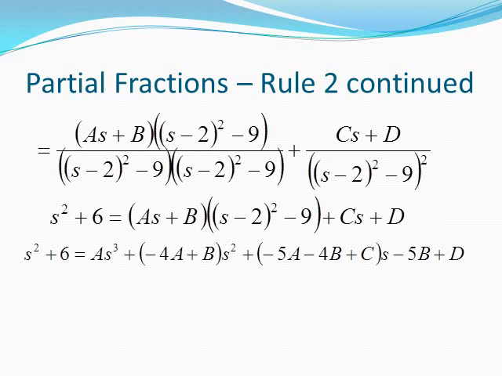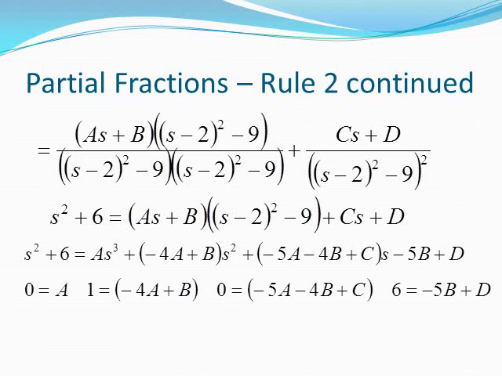And again, we do the exact same thing as we've done before. We have to make the coefficients in front of the same powers of s on the right-hand side equal to the coefficients on the left-hand side. So if we do that, we find out again that a is 0, that the coefficient in front of s squared, minus 4a plus b, has to equal 1. The coefficients in front of the s terms have to equal 0. And the coefficient in front of the constants has to be 6.